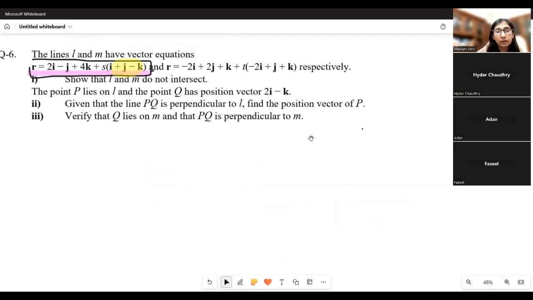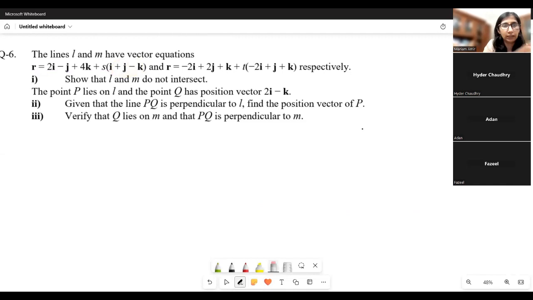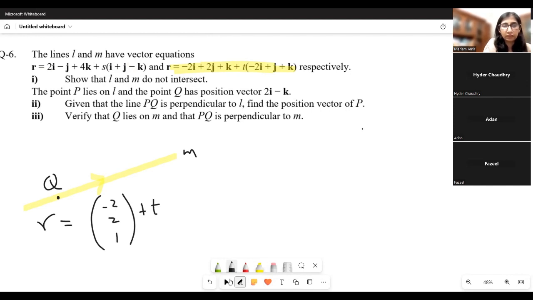Verify that Q lies on M. So where's M? Right here. This is the line M. You have to show that the point Q lies on this line. अच्छा अब ये कैसे करेंगे? What's the equation of line M? -2, 2, 1 plus T -2, 1, 1.